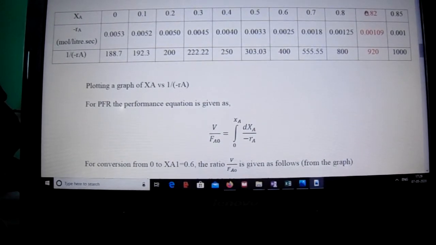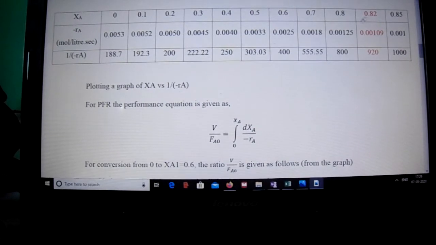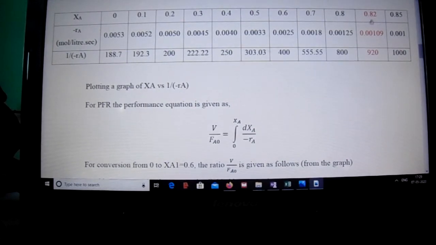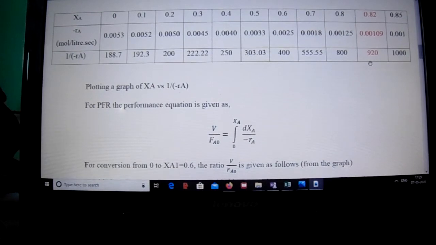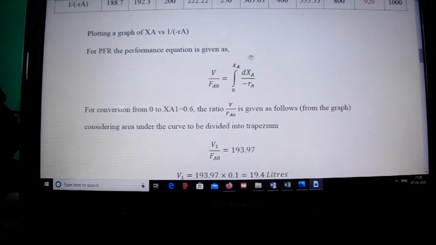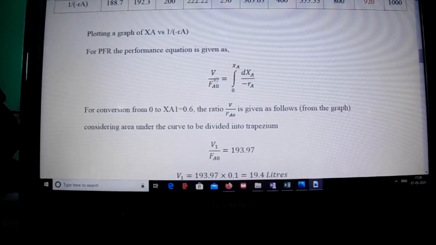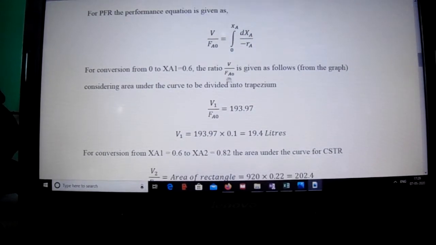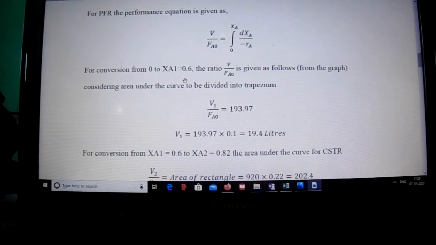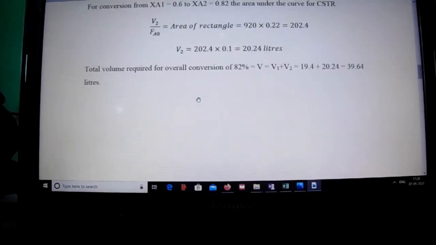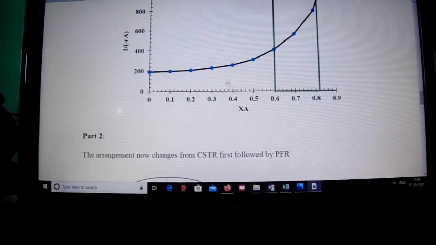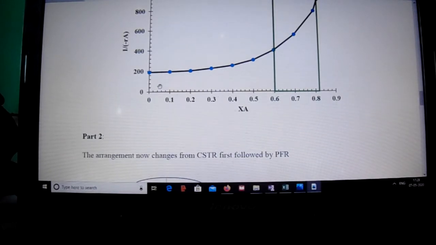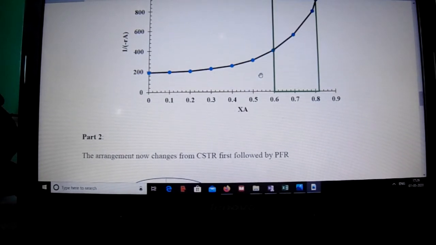So all these will be on the graph, and we are obtaining the value at 0.82 from the graph that you have plotted. First thing first, we'll have to calculate the area under the curve for a PFR. Again, writing the performance equation as we always do, then calculate the area under the curve. As I said last time, area under the curve can be calculated in two ways. One is by dividing the graph into a number of trapeziums and then adding them to get the area under the curve. The second method is just to count the number of squares.